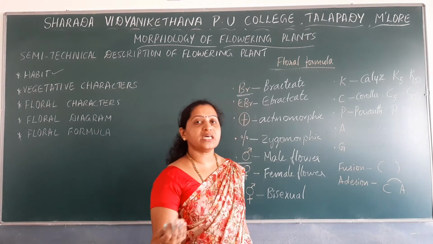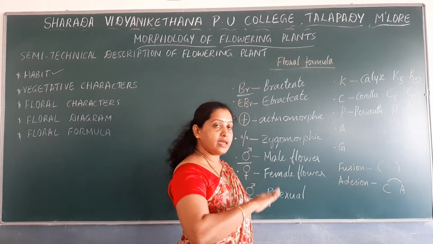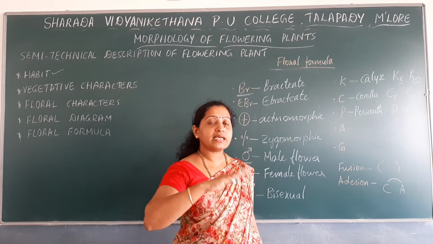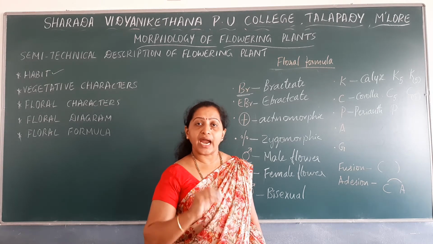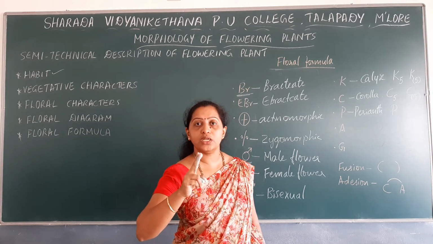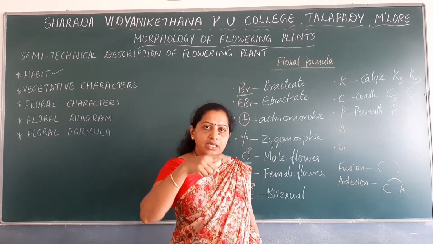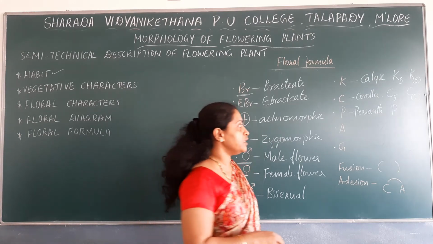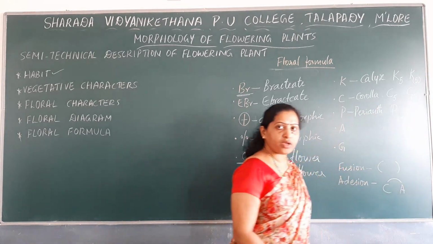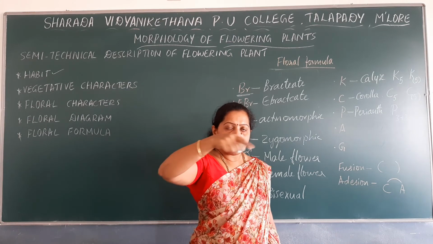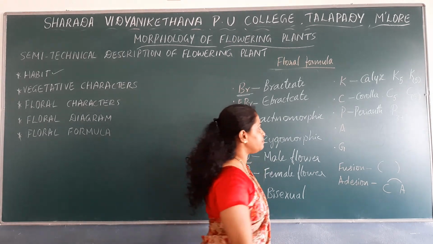For example, the lily flower doesn't have calyx or corolla. Calyx and corolla are fused together to form a whorl known as perianth, and in the perianth there are 2 whorls. 3 tepals are arranged in the outer whorl and 3 tepals in the inner whorl. So it has to be represented as 3 plus 3. In 2 whorls, tepals are arranged.